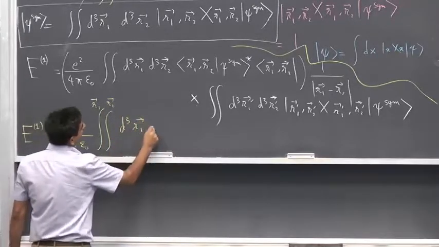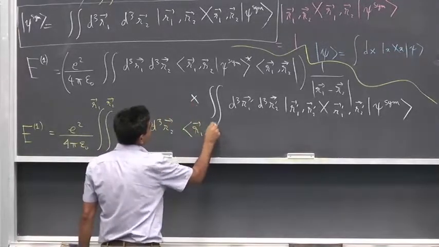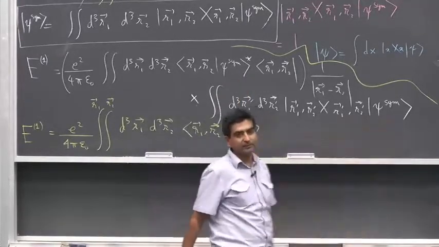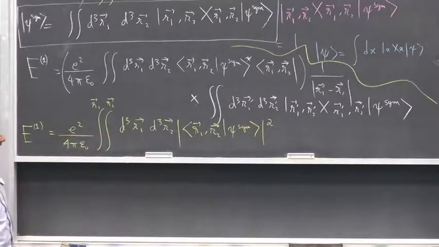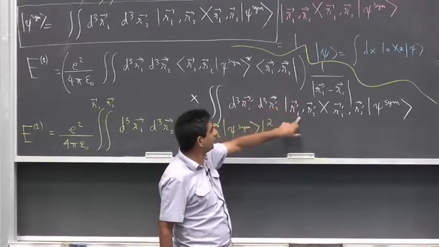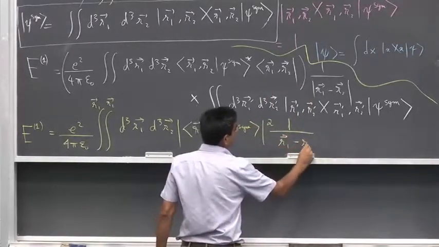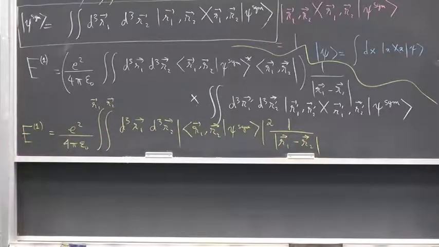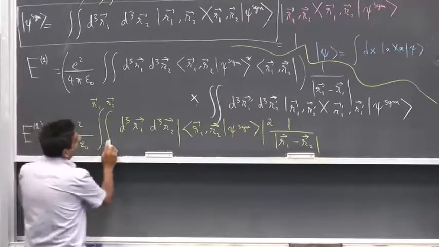So I have d cubed R1, d cubed R2. This thing, R1, R2, the symmetric wave function, complex conjugate, multiplied with the inner product without the complex conjugate, so this is modulus squared, right? And then the inner product of R1, R2 with this is 1 when R1 is equal to R1 dash and R2 is R2 dash, and I have this term. So this is my first order correction to the energy. Okay, simple algebra, simple manipulation of the Dirac ket-bra notation.